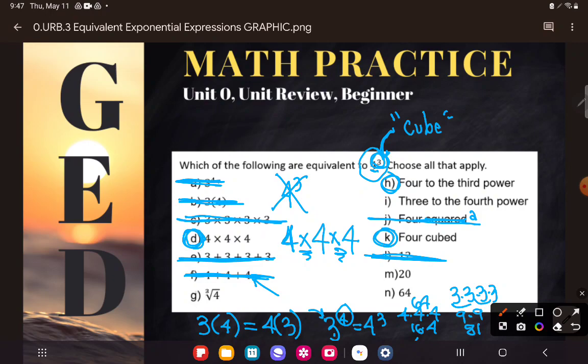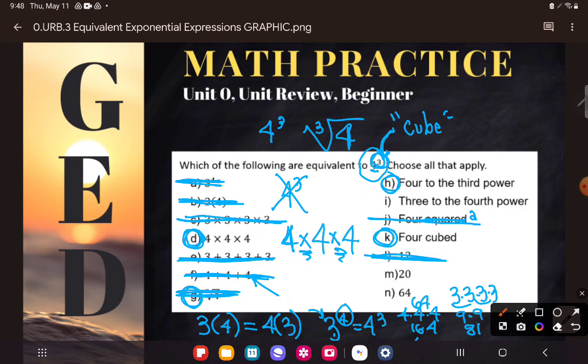Now, I tried to trick you with G. Those two things are definitely related. The third power and the third root are related, but they're not the same thing. They're opposites. Kind of like dividing by 3 and multiplying by 3 are related, but they're not the same thing. They're not going to give you the same answer. So same thing here.